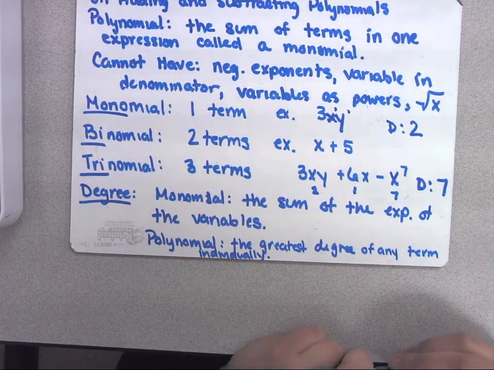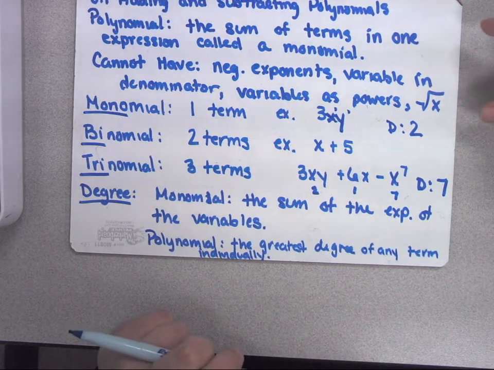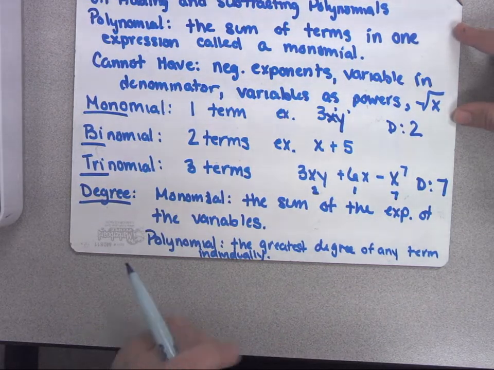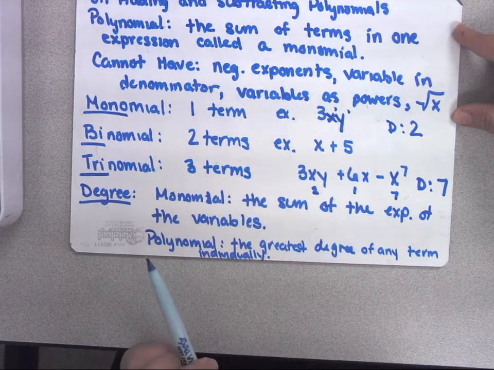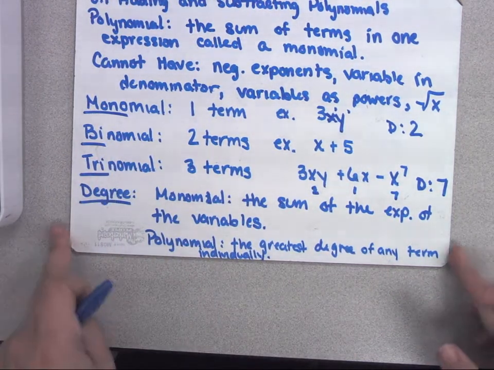So the first part of this is you have to do all of this. You're going to say, is it a polynomial, yes or no? If it's no, you say why. Then you are going to name it and state the degree.